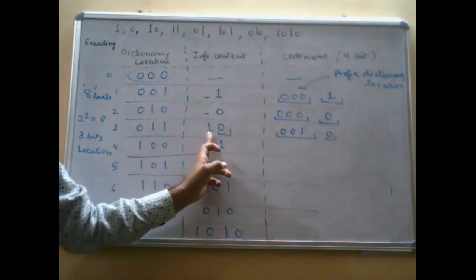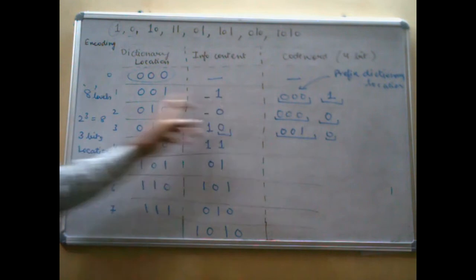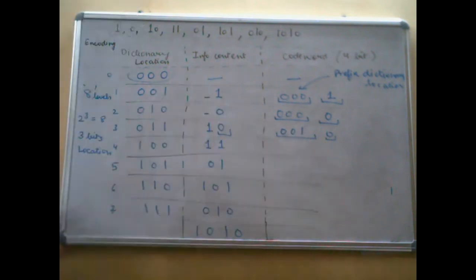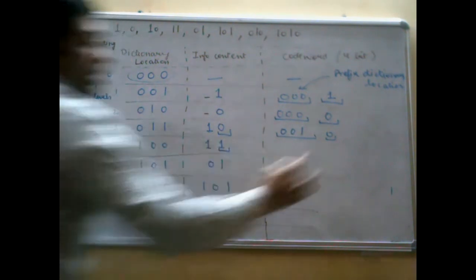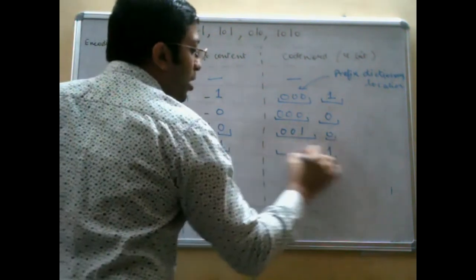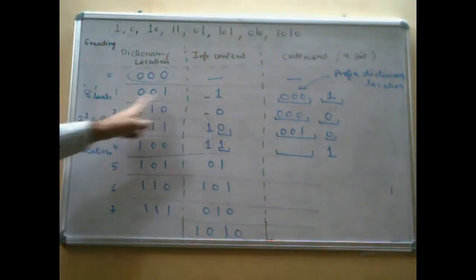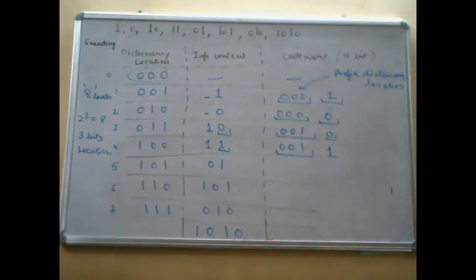The next bit is 1. You will see where is 1. 1 is written over here. What is its dictionary location? 001. This dictionary location will come over here. Okay, see here for this one. Next is 11. 1 will be here. Next, for this one, again this is the dictionary location 001. Write it 001. Remember this.